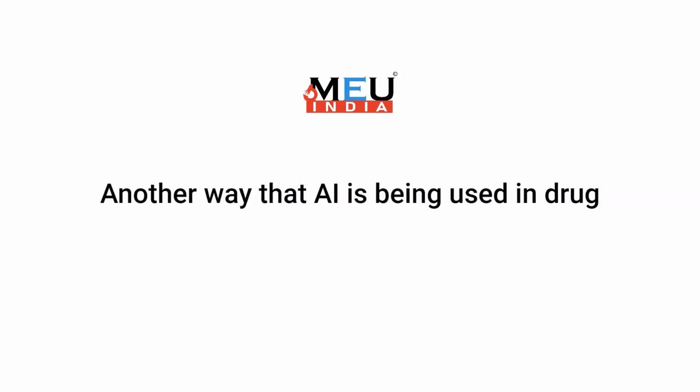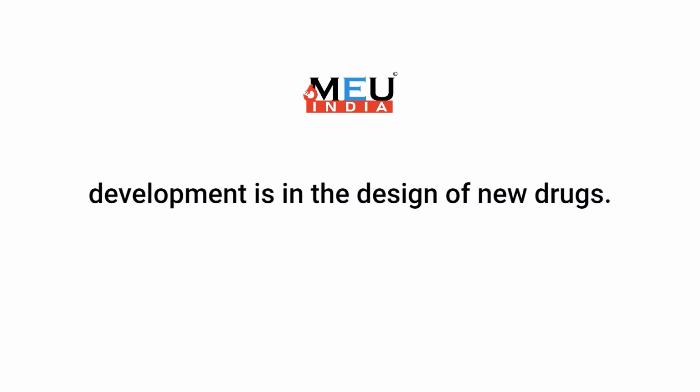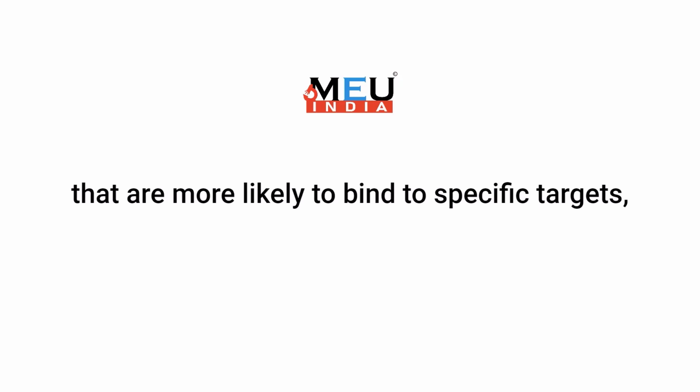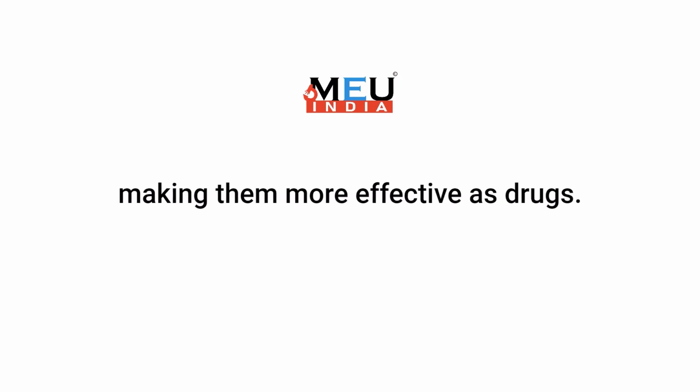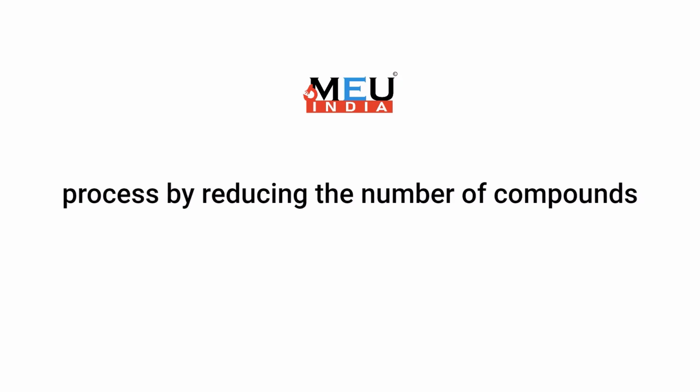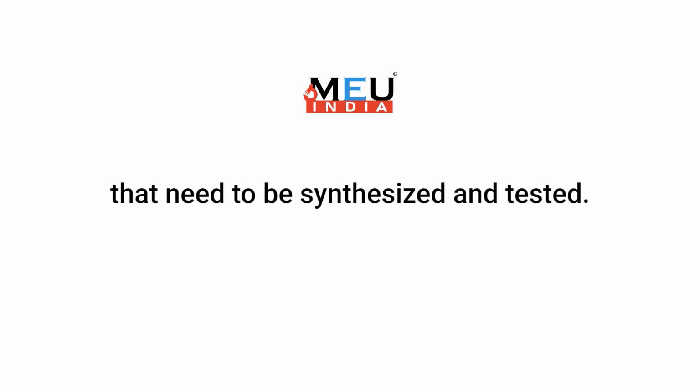Another way that AI is being used in drug development is in the design of new drugs. AI algorithms can be used to design molecules that are more likely to bind to specific targets, making them more effective as drugs. This can help to speed up the drug development process by reducing the number of compounds that need to be synthesized and tested.